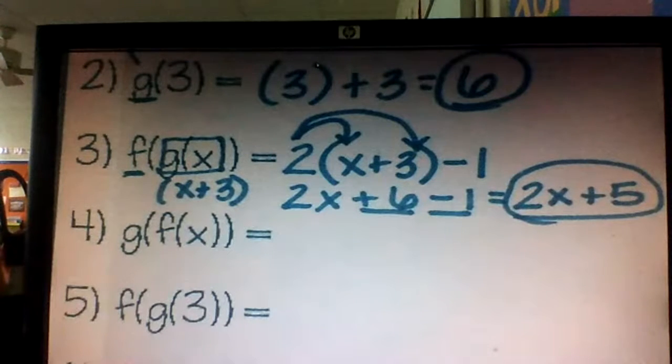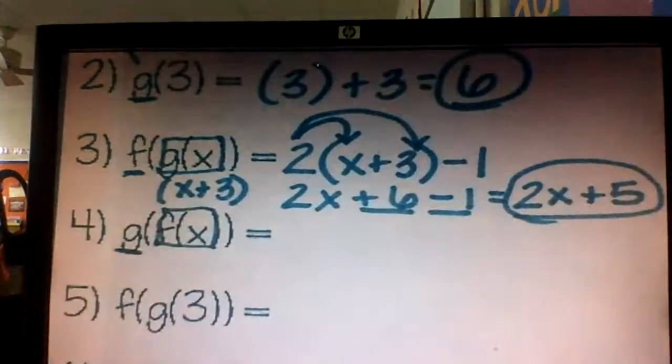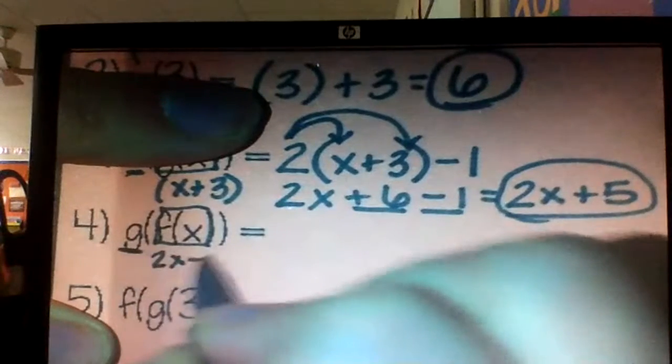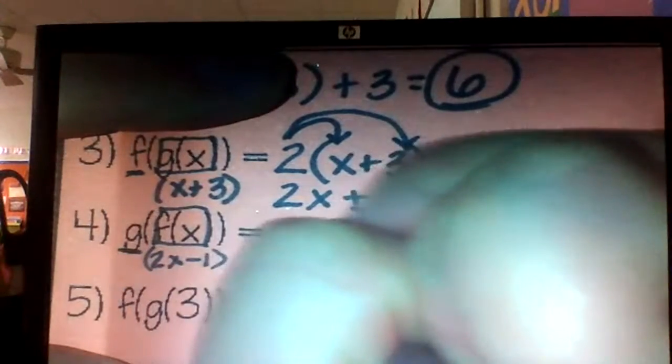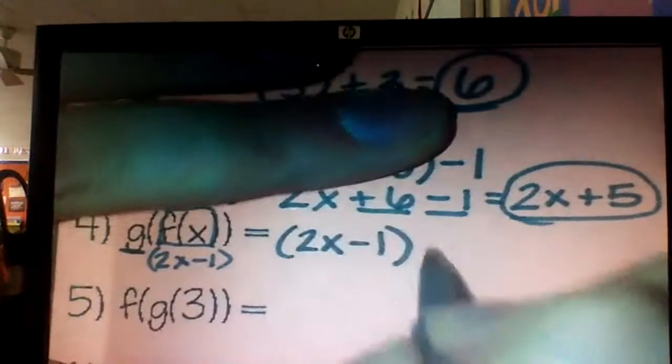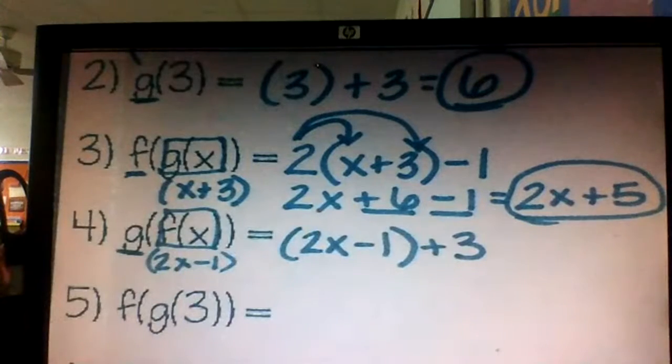Okay, number 4. What's my main function that I'm plugging into? G. I need to replace it with f of x. And f of x is 2x minus 1. So I'm actually replacing x with 2x minus 1. So we have 2x minus 1 plus 3.